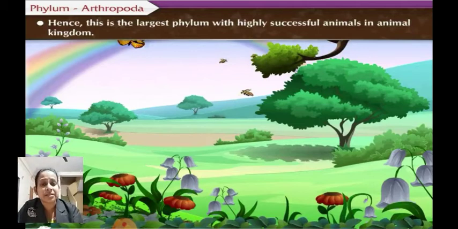Why are they called successful? I have heard once that if suppose the earth is getting over somehow, the only animal which can come back is the cockroach. That means this animal is very successful in adaptation. They have adapted themselves to very severe conditions, from the deepest oceans to the highest mountains, where they are found.